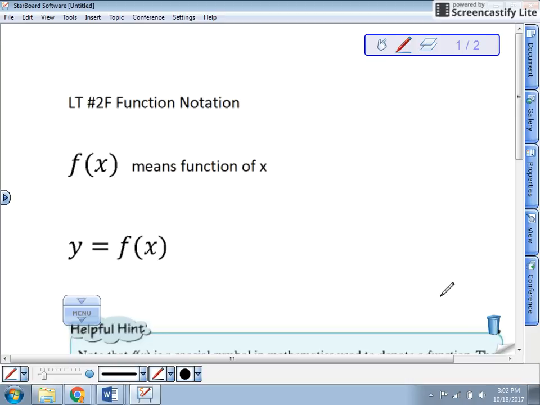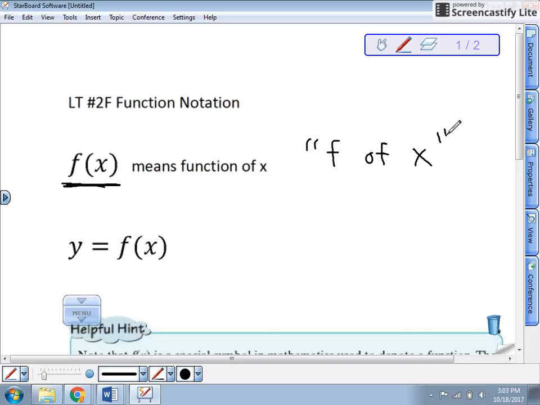What is function notation? Function notation is when it's written like this, f of x. It means a function of x. And the way we say that again is, it's read f of x. Okay, that's how we say it.